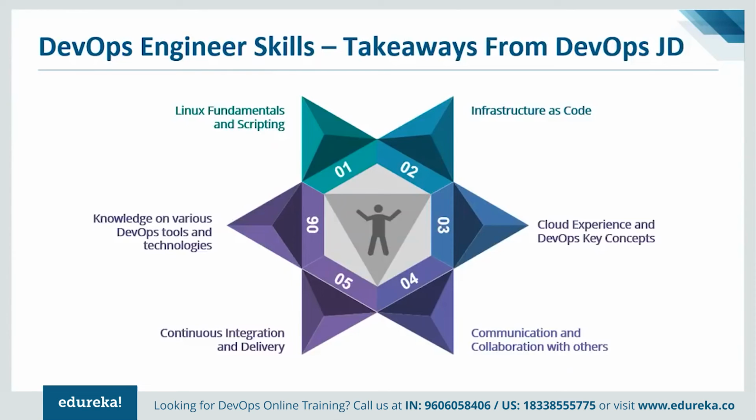Now, let me list down a few key takeaways from the DevOps job descriptions that we saw. I would say it is very important for a DevOps engineer to understand Linux fundamentals and have knowledge of at least one scripting language. I would say go for Python. Then infrastructure as code is a very important concept, right? Basically writing code for your infrastructure. For that, you need to understand tools like Puppet, Chef, Ansible. That helps in multiple ways.